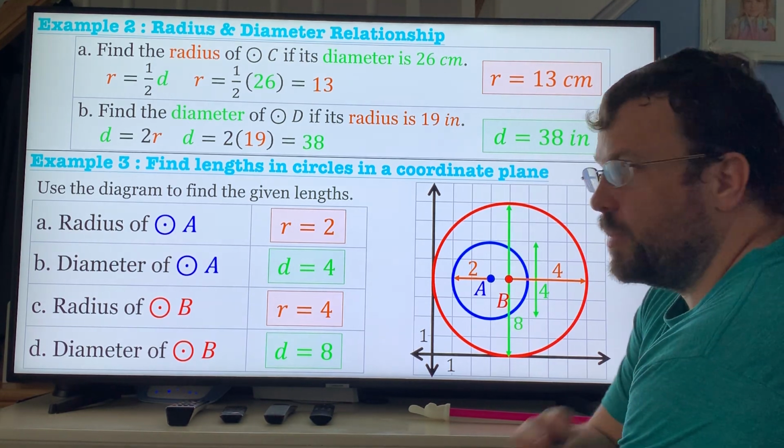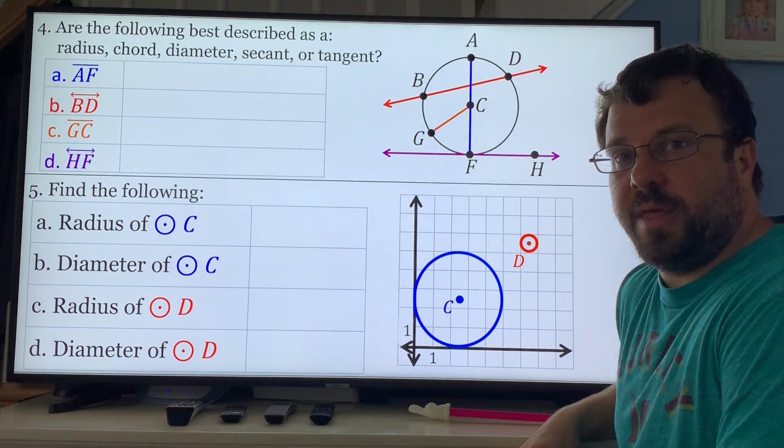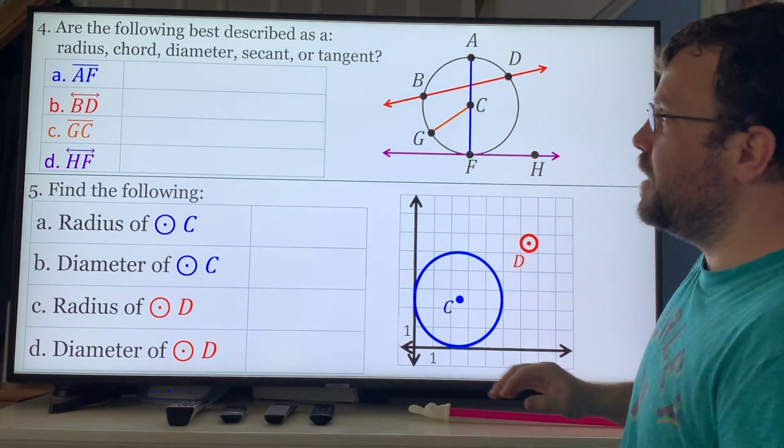All right, let's go to problem number 4. I want you guys to do 4 and 5 real quick, and then I will go over it. All right, now time to go over it.